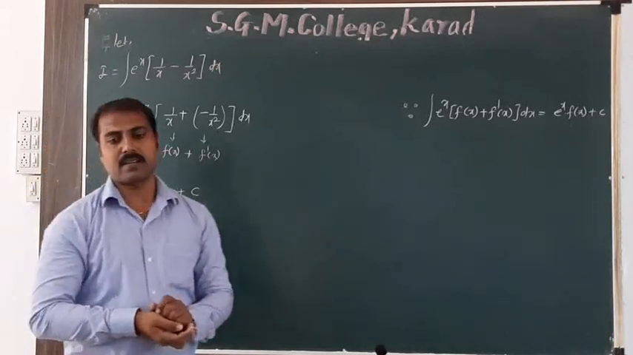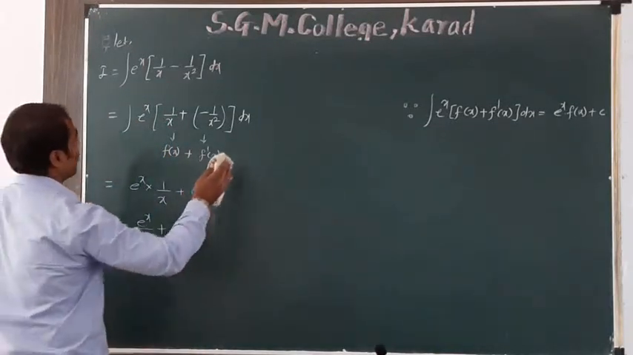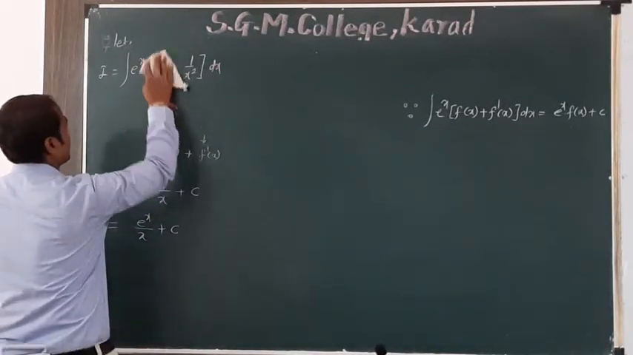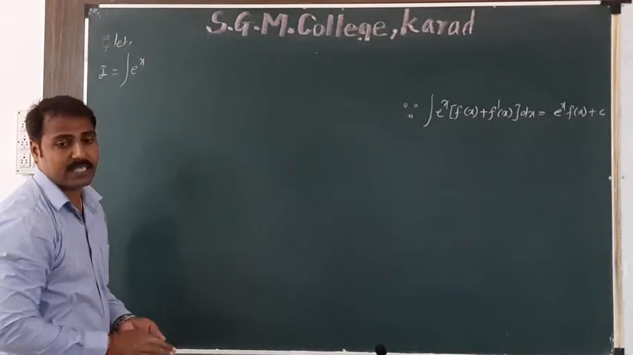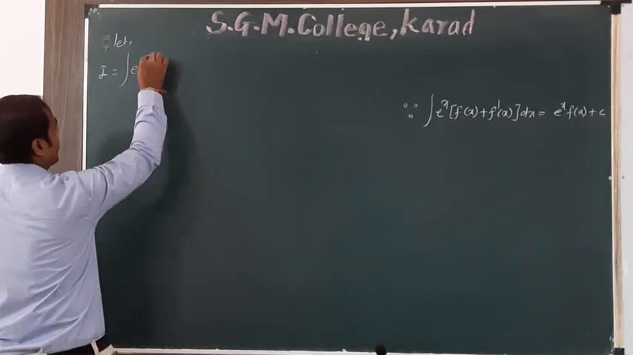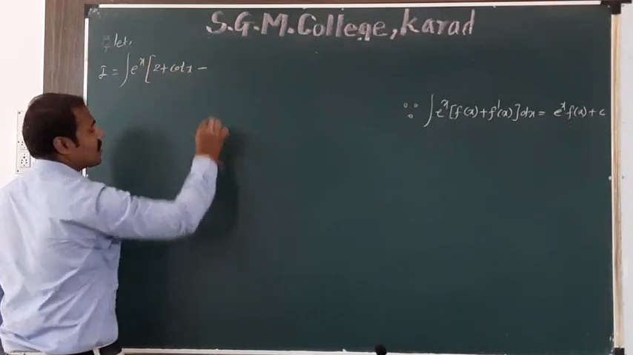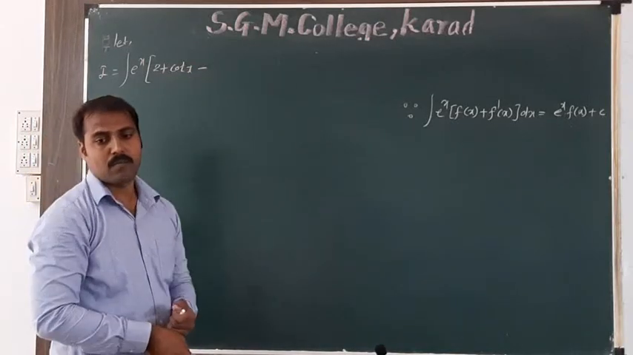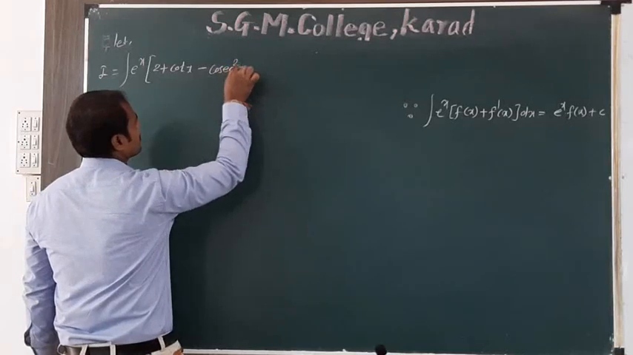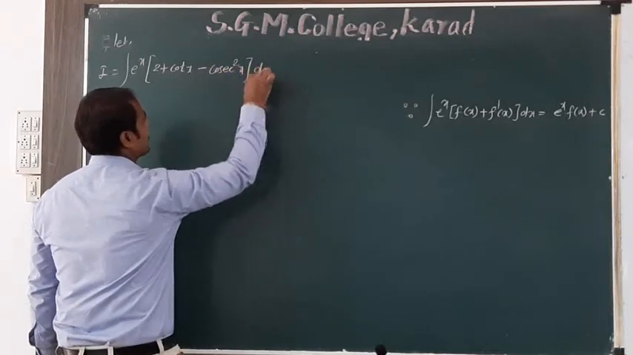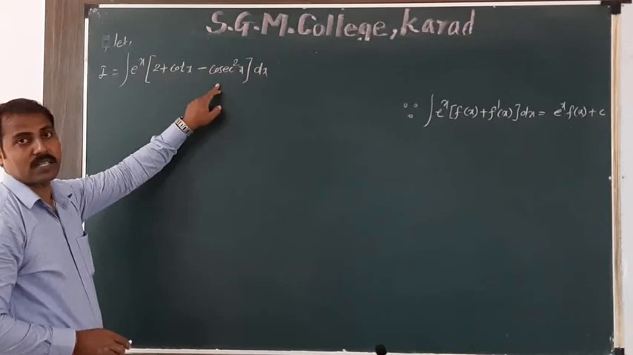Here is the second example on the corollary. Next, evaluate the integration of e raised to x into bracket 2 plus cot x minus cosec square x dx. Look at here, the derivative of cot x is minus cosec square x.